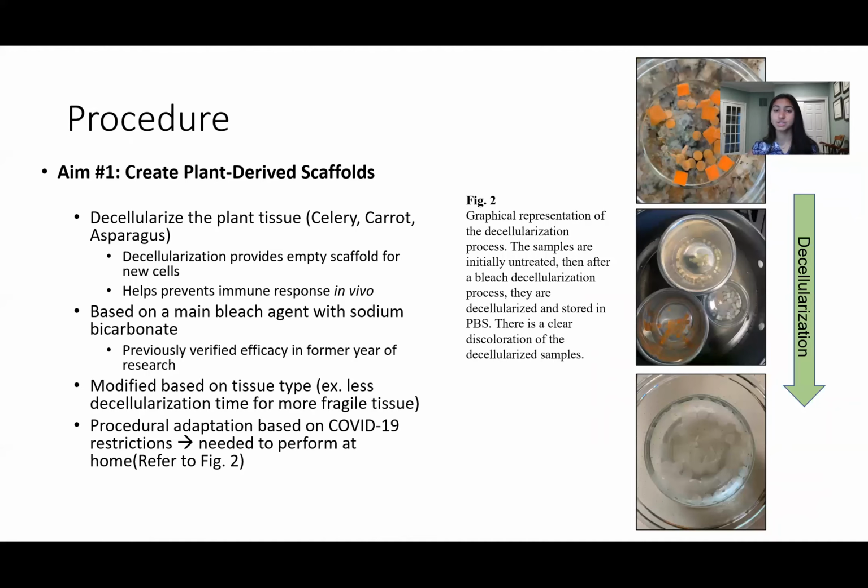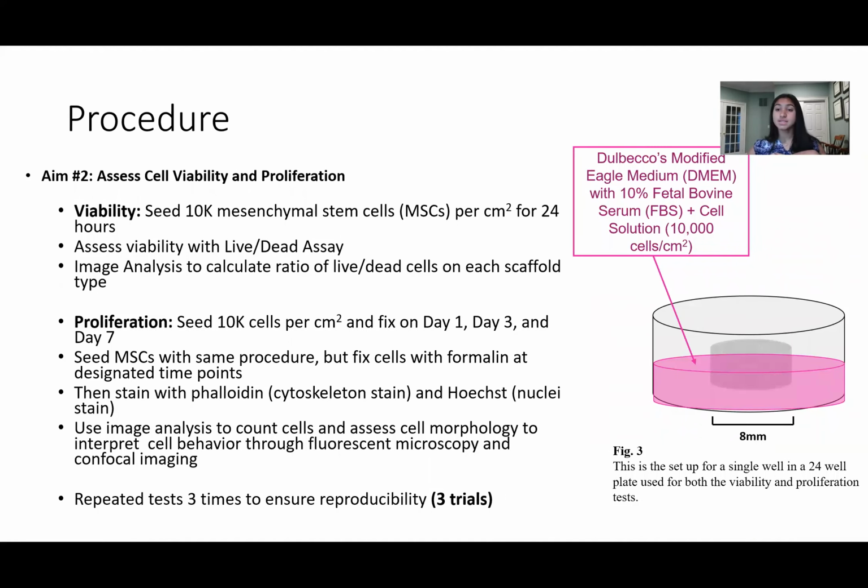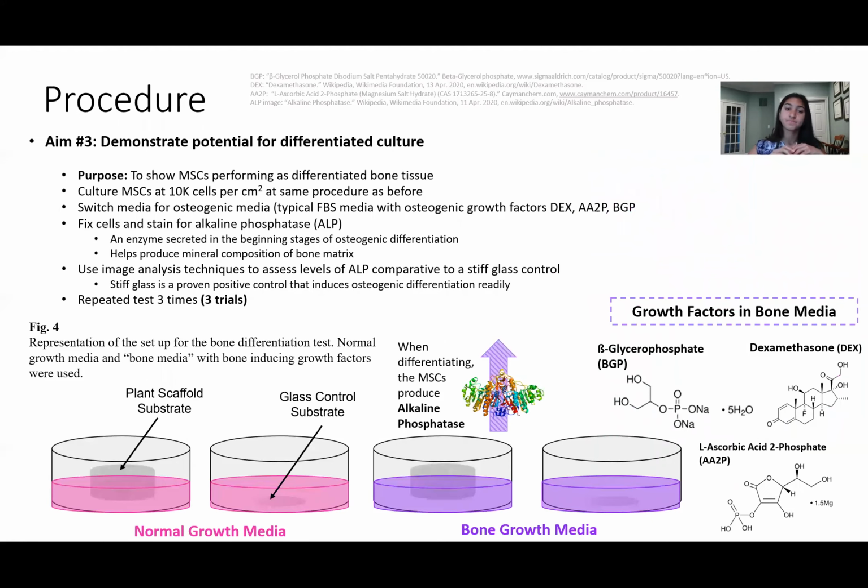So the first thing I had to do was actually create the scaffolds, and I did this through a process called decellularization. And through this process, the genetic and cellular material is removed from the plant tissues, leaving just a cell wall composition behind. The next thing I did was seed cells onto the scaffolds and look at cell viability and proliferation using image analysis techniques.